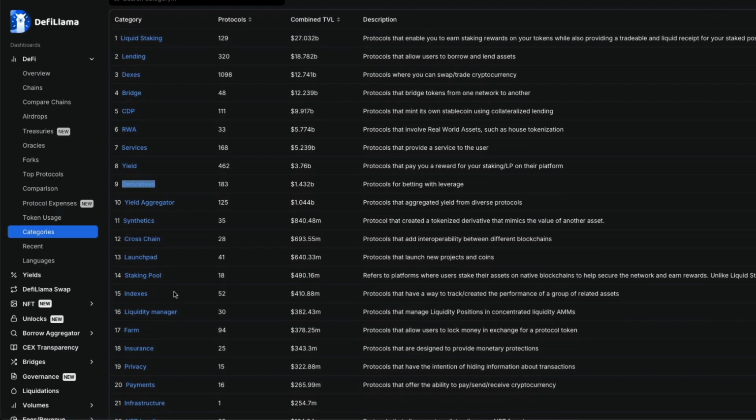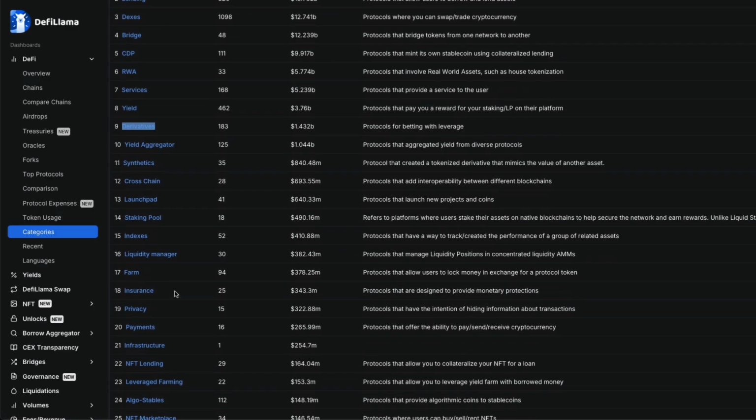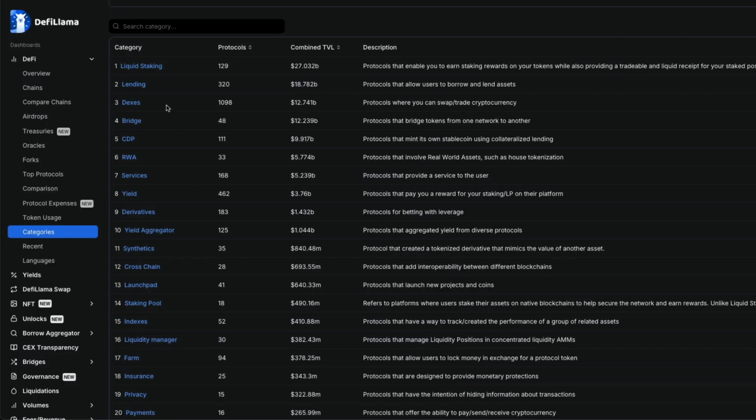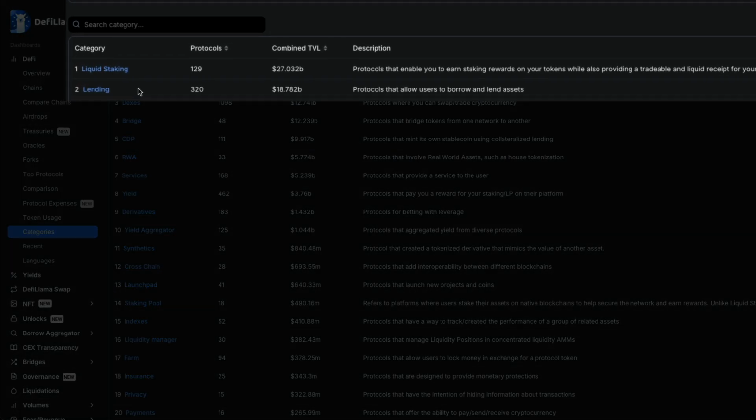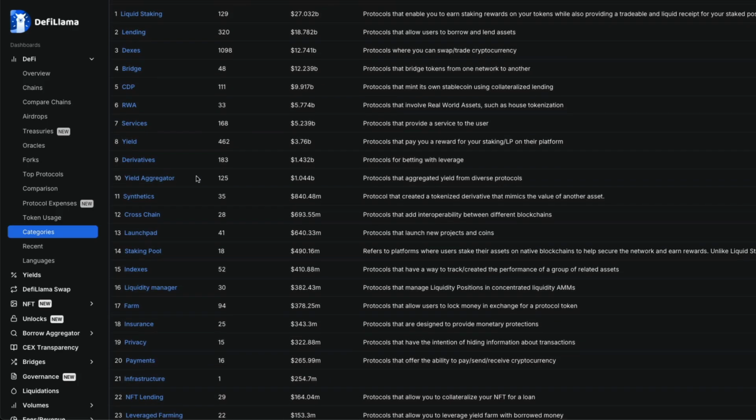And one last thing with DeFi Llama: in their category section, they have some really interesting categories such as derivatives. They even have insurance. They have privacy. And you can discover that there's a lot more. So as you can see, there's a lot more involved in DeFi than just lending protocols or liquidity providers. Lending and being a liquidity provider are basically the most popular ways to generate yield in DeFi.